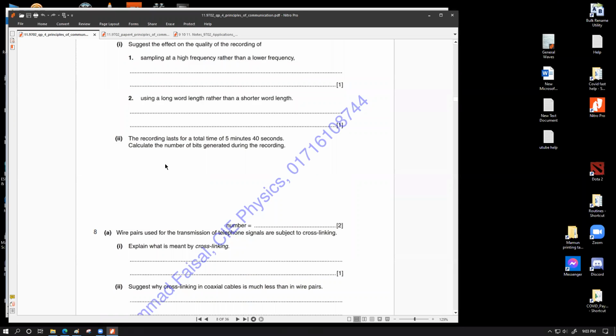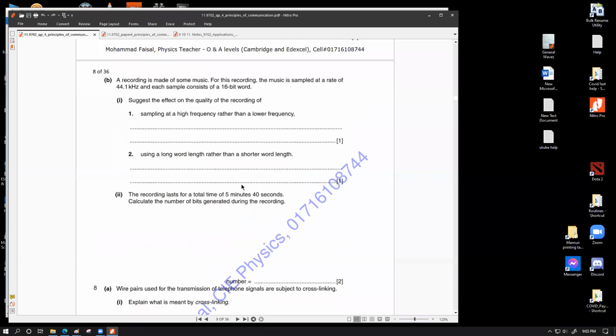Let's try to solve this question. The recording lasts for a total of 5 minutes 40 seconds. Calculate the number of bits generated during the recording. Try to solve this one using this information.